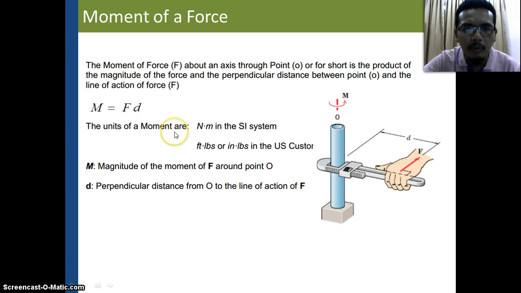So the unit of moment is Newton meter in the SI unit. And M is the magnitude of the moment of force F around point O, and d is the perpendicular distance from point O to the line of action of F.